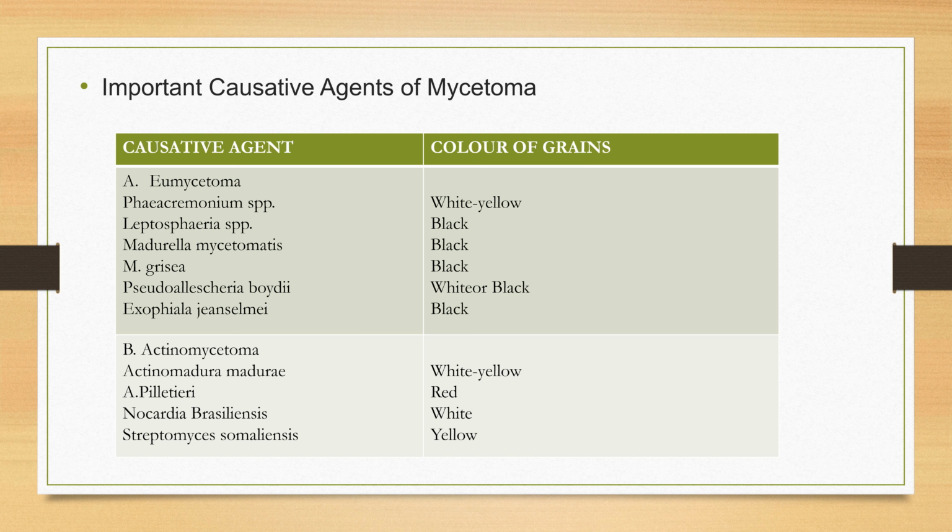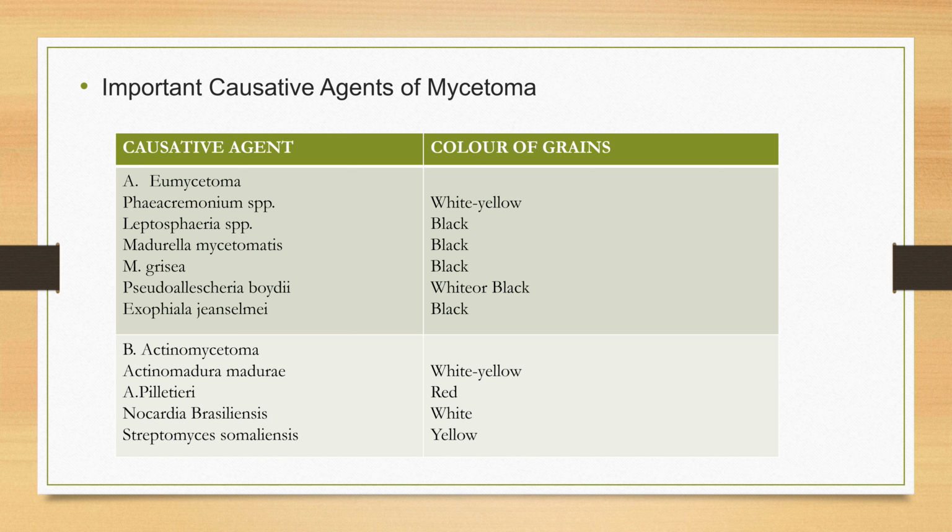Important causative agents of mycetoma. In eumycetoma, the most common agents are Pyrenochaeta, Leptosphaeria, Madurella mycetomatis, Madurella grisea, Pseudallescheria boydii, Exophiala jeanselmei. Basically, the color of the grains depends upon the different causative agent. And in actinomycetoma, the various causative agents are Actinomadura madurae, the grains of which are white to yellow in color; Actinomadura pelletieri, which is red in color; Nocardia brasiliensis, which is white in color; and Streptomyces somaliensis, which is yellow in color.